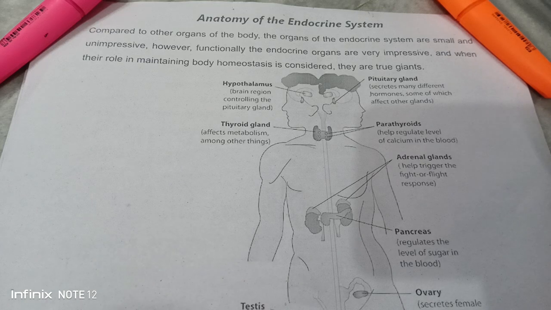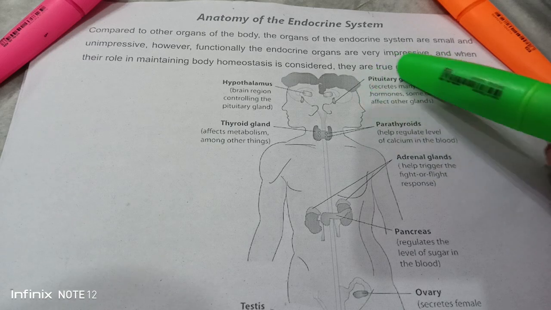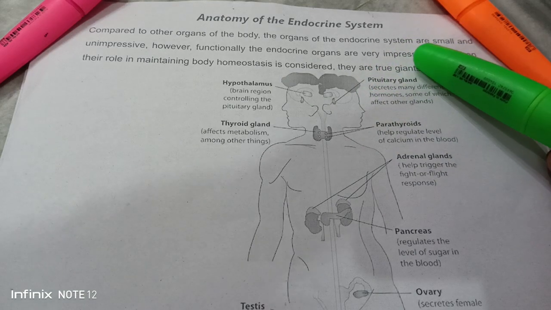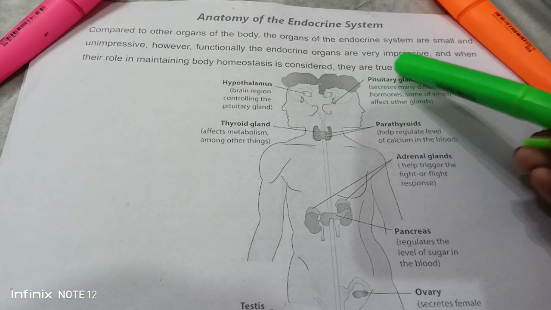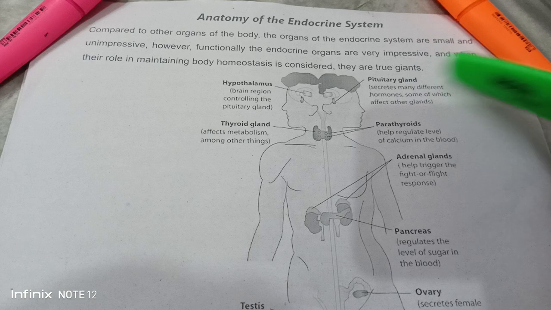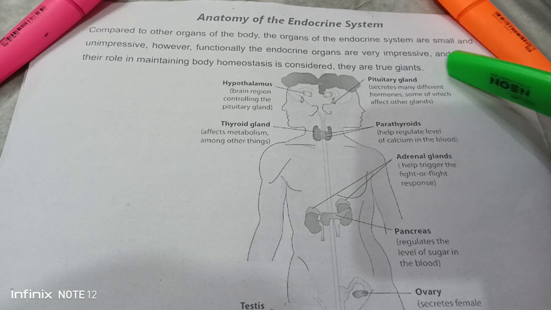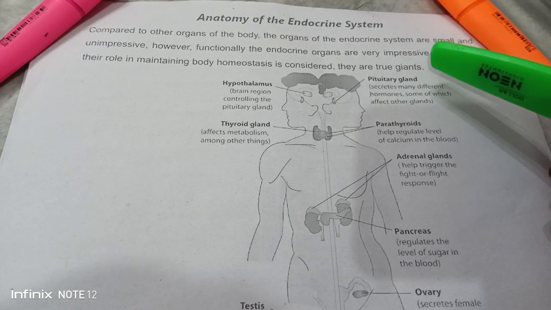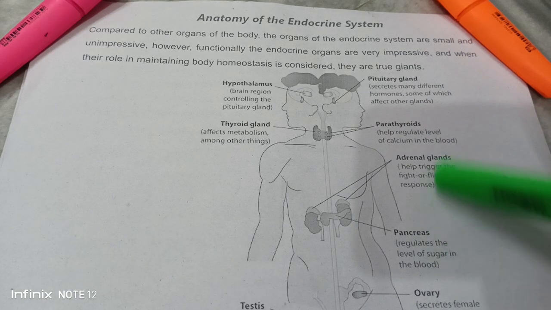Now we discuss the anatomy of the endocrine system. Compared to the other organs of the body, the organs of the endocrine system are very small and unimpressive. However, the function of endocrine glands is very impressive, and when their role in maintaining body homeostasis is considered, they are true giants. This explains that the structure of endocrine glands is very small, but their function is very important.